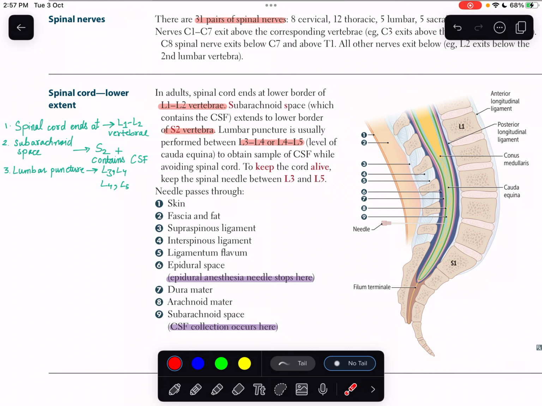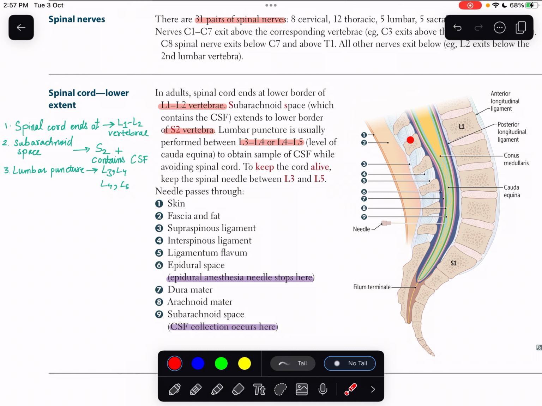Okay, so just see the right part of the screen over here. This is the skin, this is the fascia or fat which is insulating the different structures. Then we have supraspinous ligament. We are saying supraspinous because these are the spinous processes, so it is supraspinous ligament.